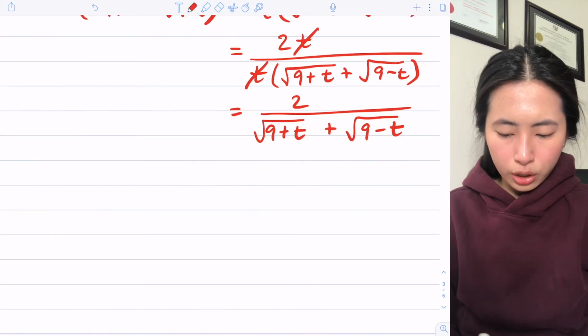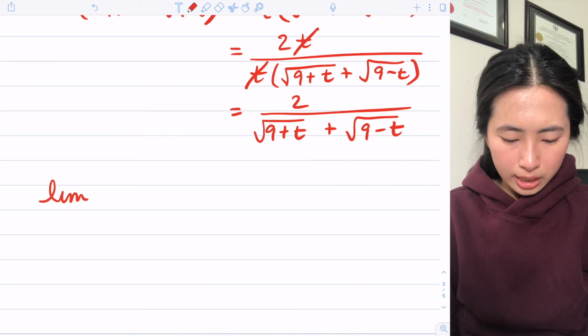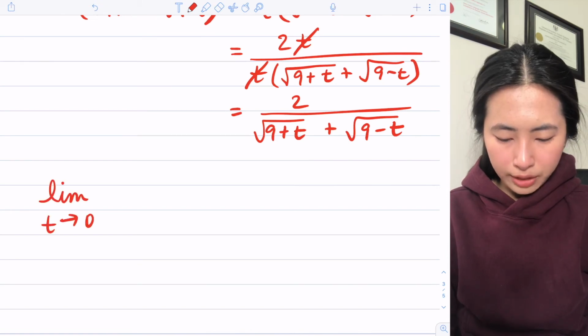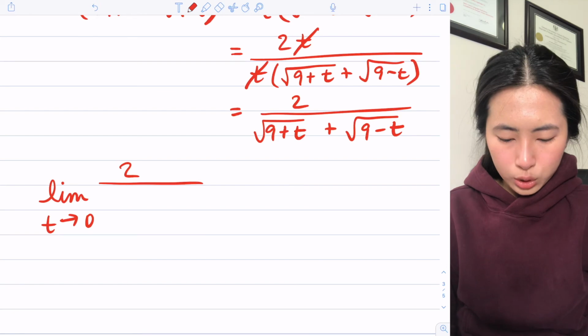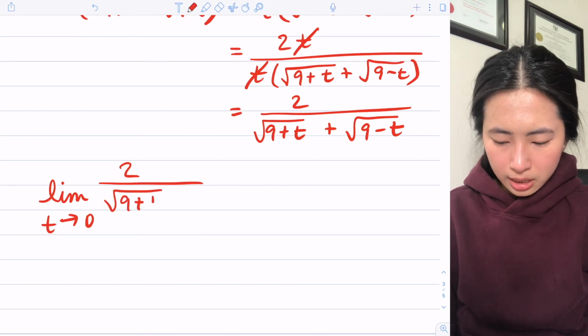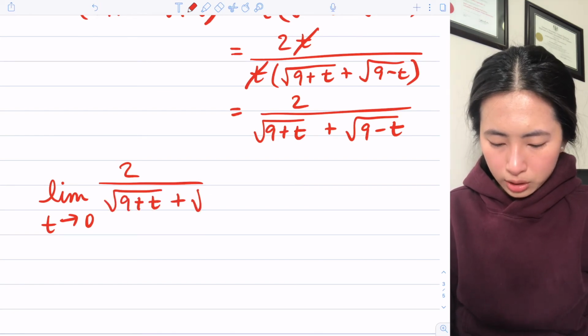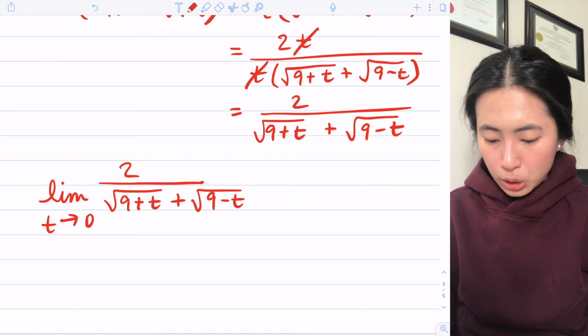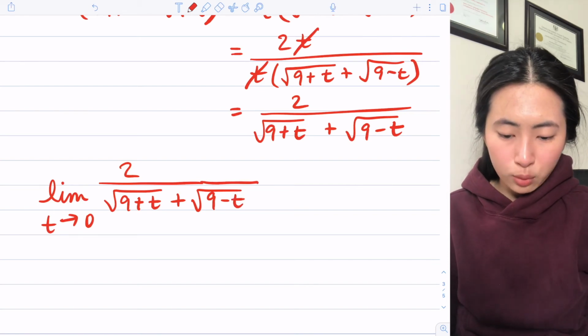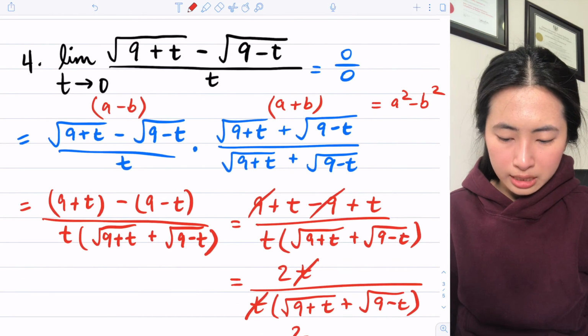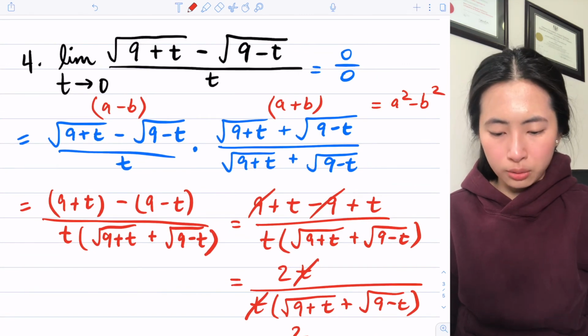So now from this point on, we're able to evaluate the limit when t approaches 0 using our simplified expression 2 over square root of 9 plus t plus square root of 9 minus t, because we were able to successfully eliminate t, which is the term that is causing us to get an indeterminate form 0 over 0.